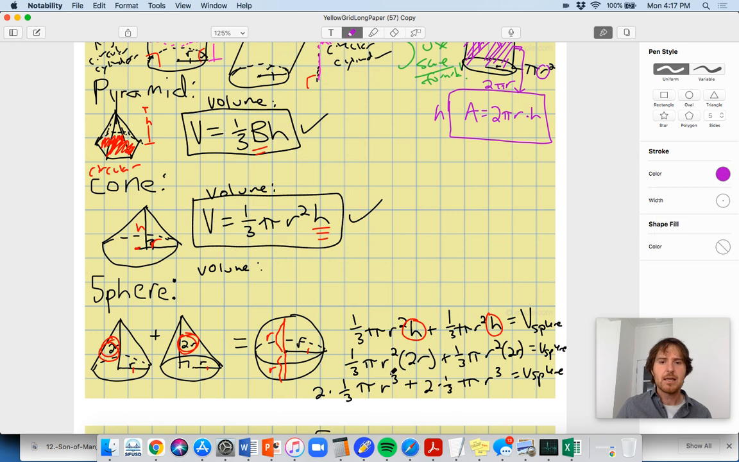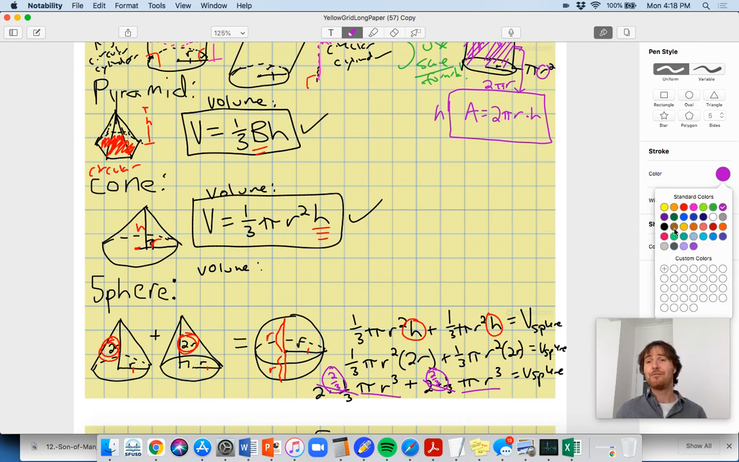So I'm going to combine these. 2 times 1/3 is just 2/3. So now I have 2/3 pi r cubed plus 2/3 pi r cubed. How many pi r cubes do I have in total? I got 2/3 pi r cubes right here, and 2/3 pi r cubes right there. I'm adding another 2/3 together. 2/3 plus 2/3 is 4/3, right? Because when you add fractions, you just add the numerators. Denominators don't change. So I have 4/3.